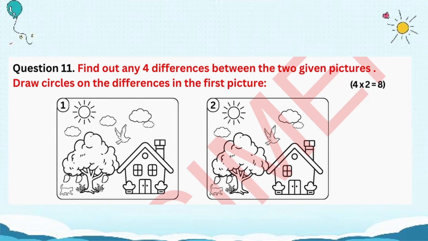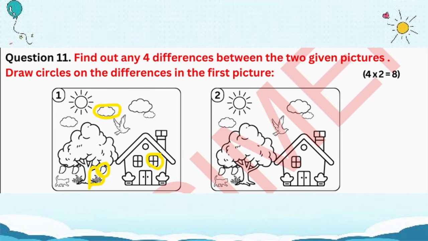Question 11. Find out any 4 differences between the 2 given pictures. Draw circles on the differences in the first picture. The yellow highlighting in the first picture clearly shows the 4 differences between the 2 pictures.